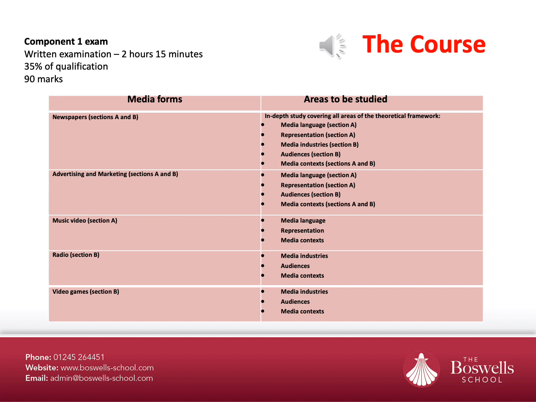So, how is the course made up? Well, the course is made up of three components, two of which are exam assessed and one of which is coursework. The first component, Component 1, is a 2-hour 15-minute exam. It's worth 35% of the qualification and 90 marks. And you can see from this slide the areas that you study.